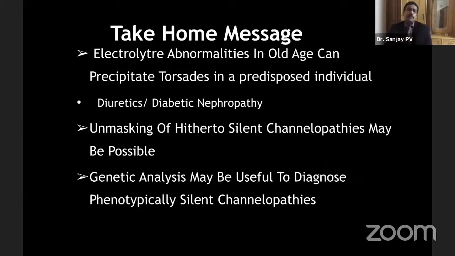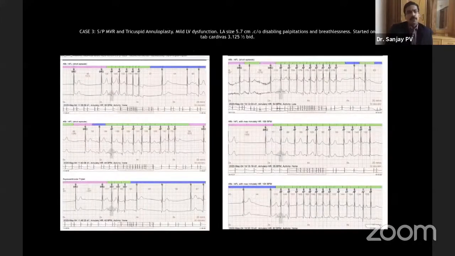So the take-home message, I would say: electrolyte abnormalities in old age, probably in our patient, the episodes of hypokalemia just pushed her to torsades. So channelopathies being unmasked by such electrolyte disturbances can occur. And genetic analysis is useful, one, to treat these patients with a particular type of pharmacotherapy, and also to risk-stratify the family members. So this is the third case.